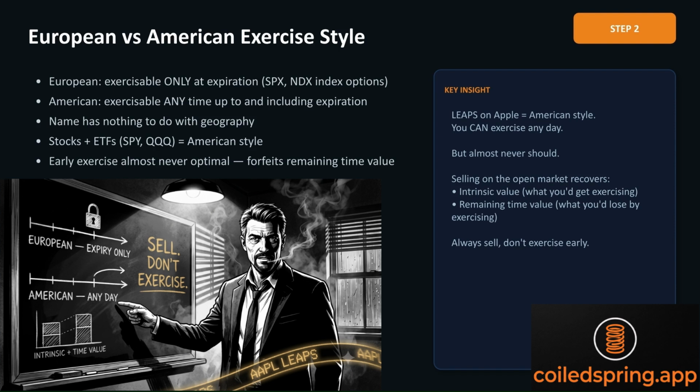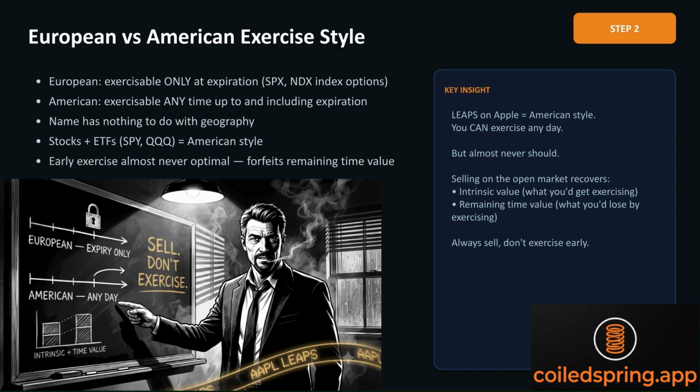It comes down to when you can exercise the option. A European style option can only be exercised at expiration, not a day before. On the last day, you either exercise or you don't. Examples include SPX and NDX, the big index options. You hold them to the end.